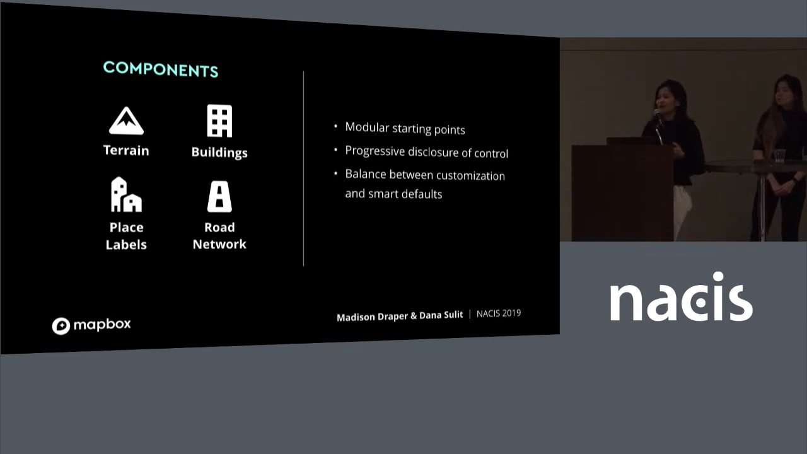So I don't want to say that components make map design easier or faster. I don't think that's true, but some of the benefits of this process are that you can have more modular starting points, sort of like a progressive disclosure of control, so you can start out with a few knobs and gradually go into the details as you want to. And then more balance between customization and smart defaults. Right now the experience in Studio is you start with one of our core styles and then you are on your own. So we're hoping that we can guide you along a little bit further in this process of making a map that is your own.